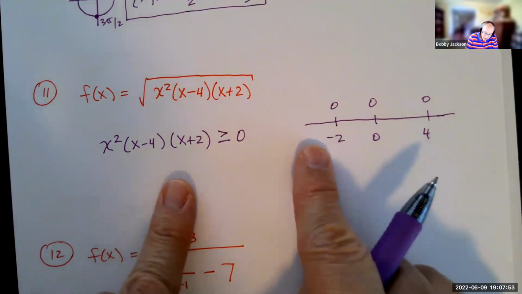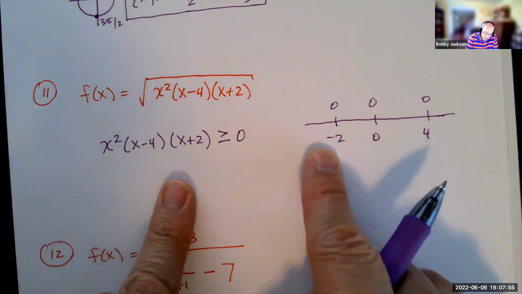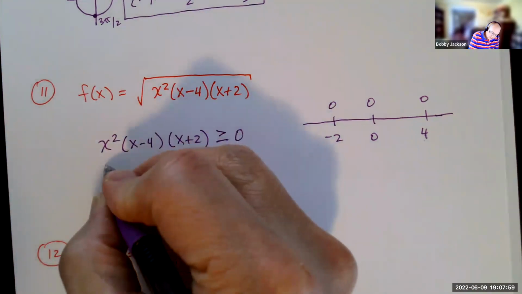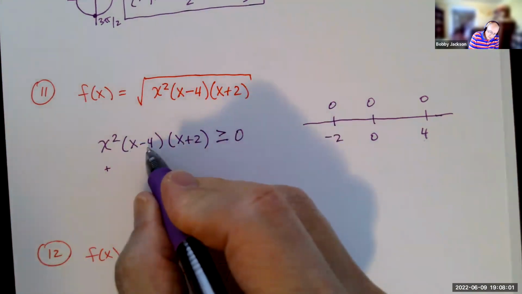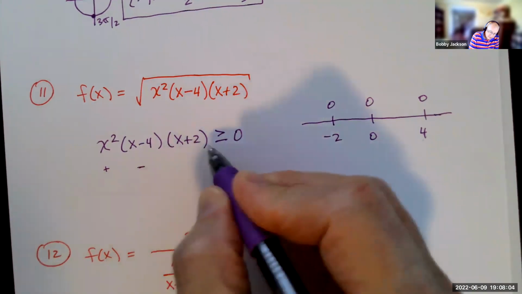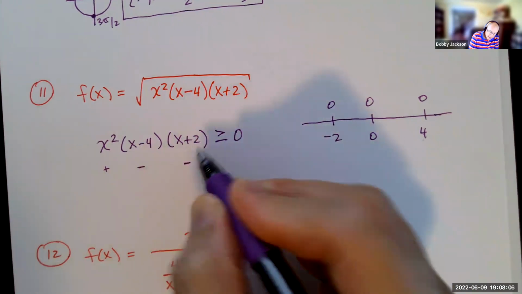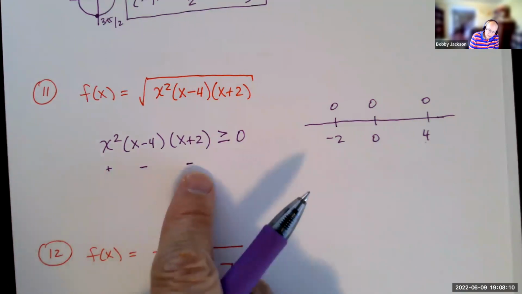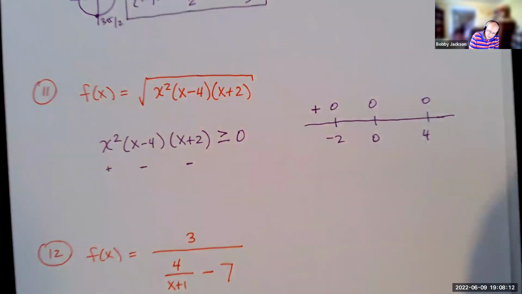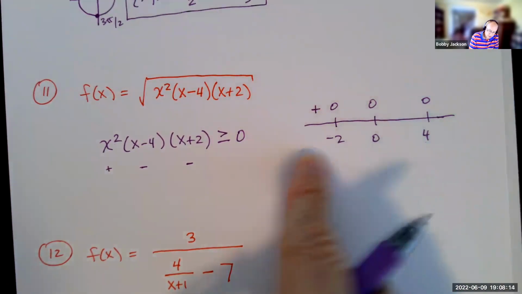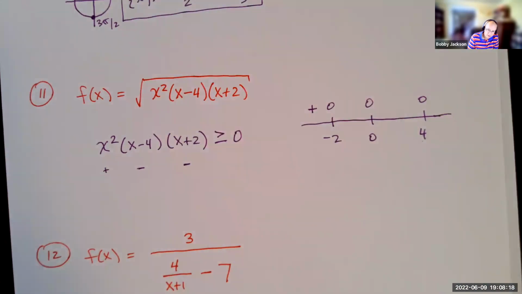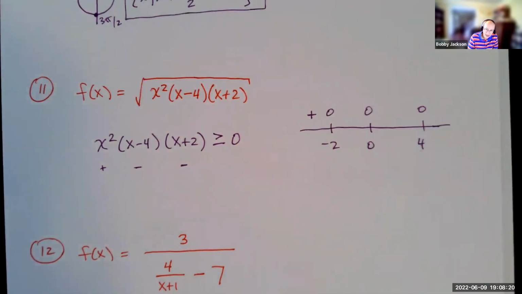And then I'm going to check the intervals, plug in something less than -2, like -3. Well, if I square -3, that's going to be positive. -3 minus 4, that's a -7. -3 plus 2, that's a negative. When I multiply a positive times a negative times a negative, since there's an even number of negatives, it's going to be positive. Or you can just use your calculator and plug in any value of x less than -2, and all I'm interested in is the sign of that.